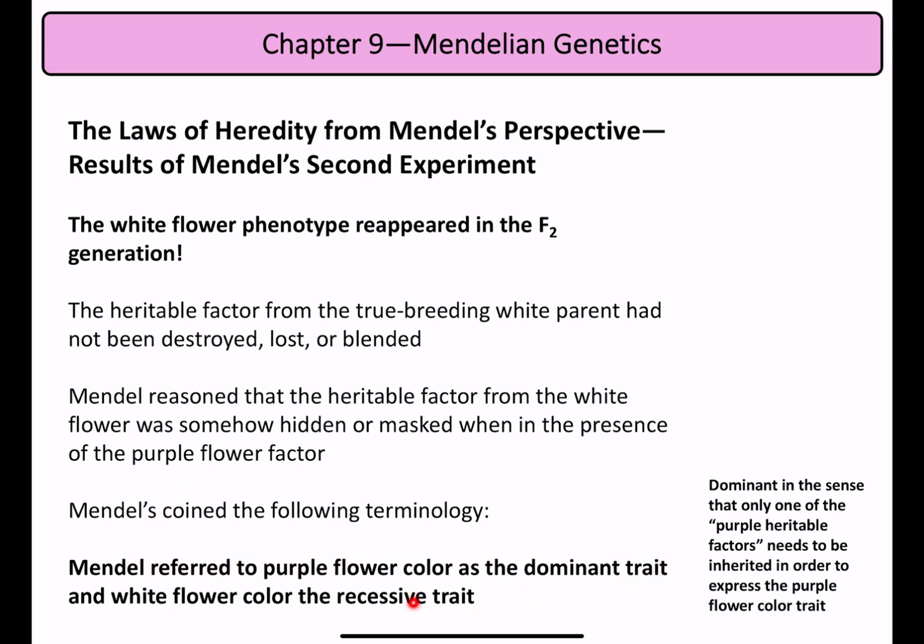And again, this is where he came up with the terms dominant and recessive. To be recessive, you have to have 2 recessive alleles. To be dominant, well, you only need 1 of them and you're going to be purple, right? You could be purple-white, well, you're still going to be purple. You could have 2 purples, you're also going to be purple. All you need is 1 gene, 1 allele.